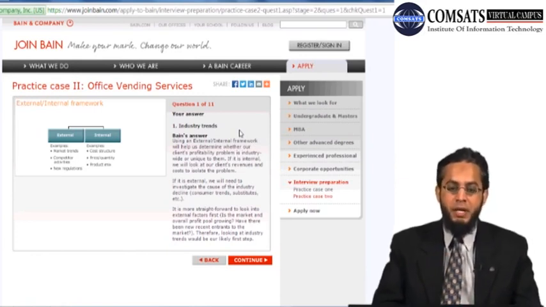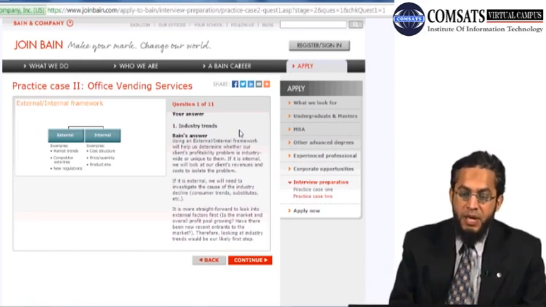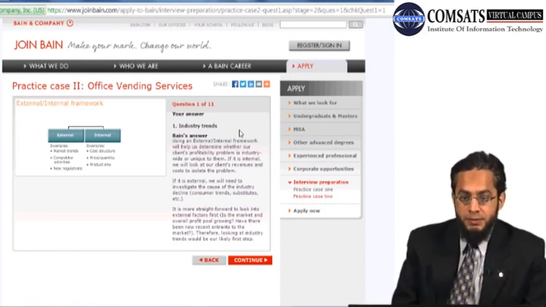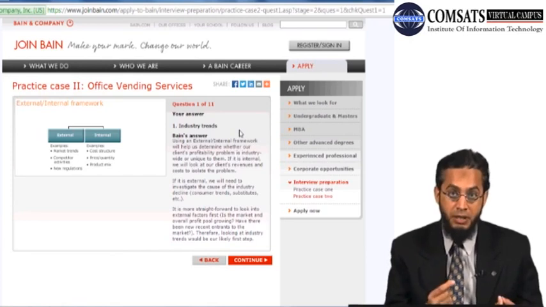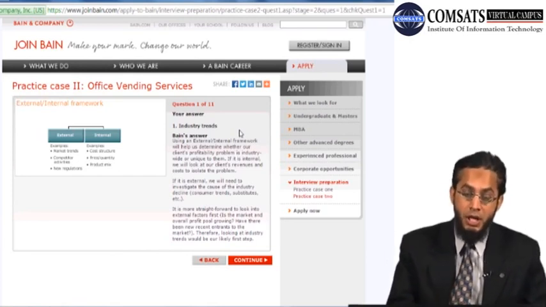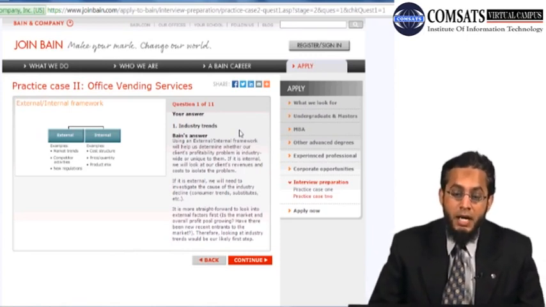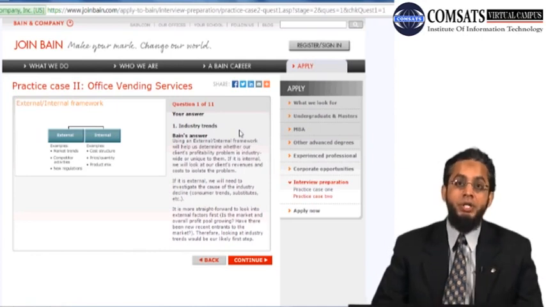So here we'll see the logic behind it. Bain's answer is industry trends. If you have chosen some other answer, don't get discouraged. It might be correct as well, but you have to understand the logic that goes into it. So if it's industry trends, then what's the logic behind it? Using an external internal framework will help us determine whether our client's profitability problem is industry-wide or unique to them.